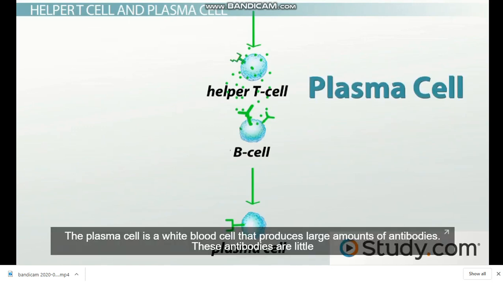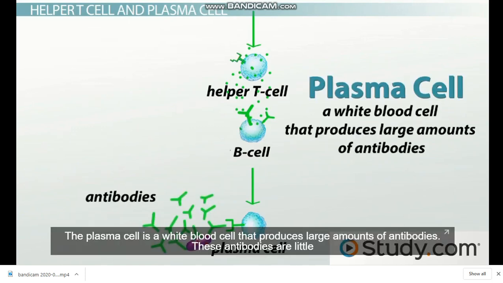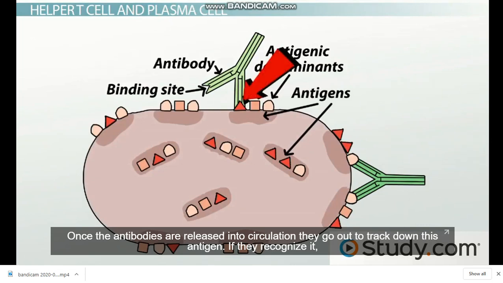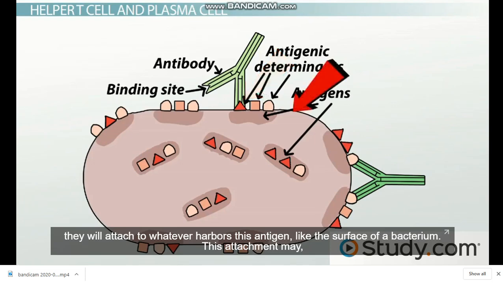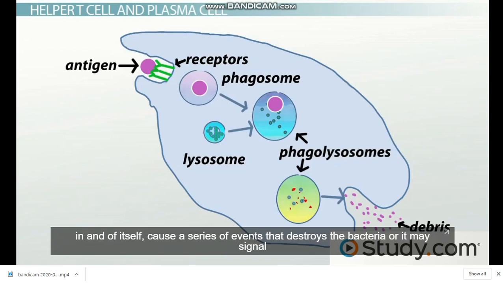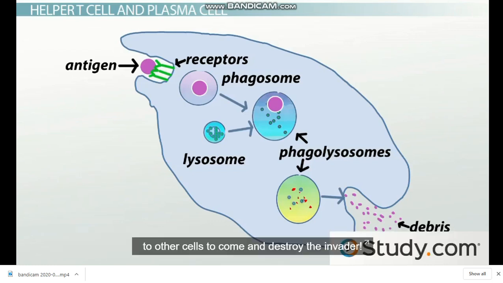The plasma cell is a white blood cell that produces large amounts of antibodies. These antibodies are little proteins secreted by the plasma cells, which are produced specifically for one type of antigen. Once the antibodies are released into circulation, they go out to track down this antigen. If they recognize it, they will attach to whatever harbors this antigen, like the surface of a bacterium. This attachment may, in and of itself, cause a series of events that destroy the bacteria, or it may signal to other cells to come and destroy the invader.